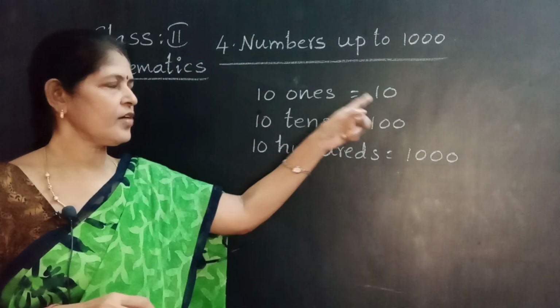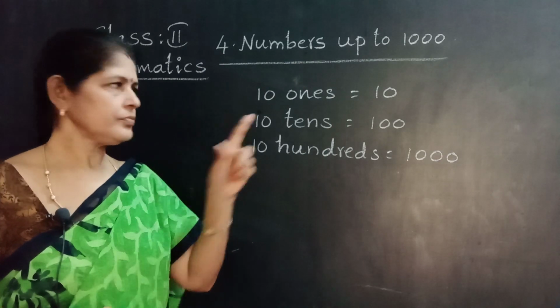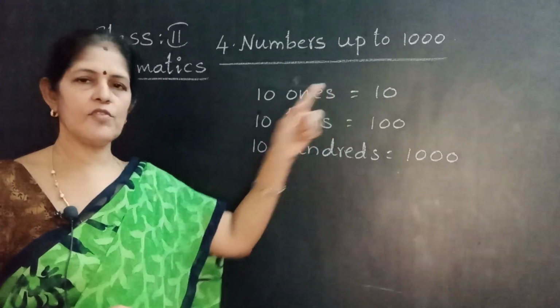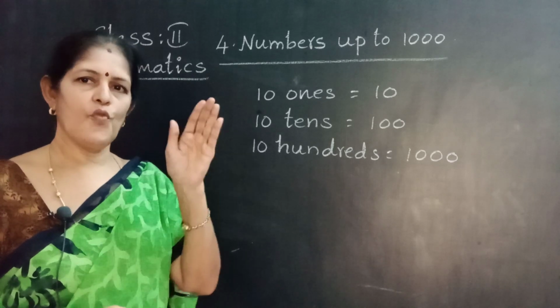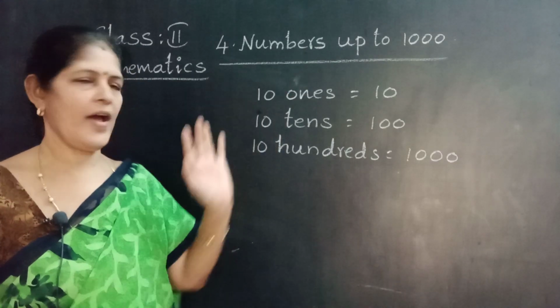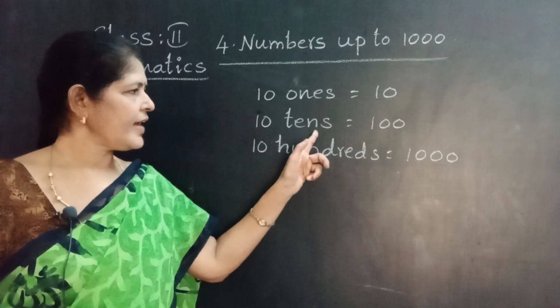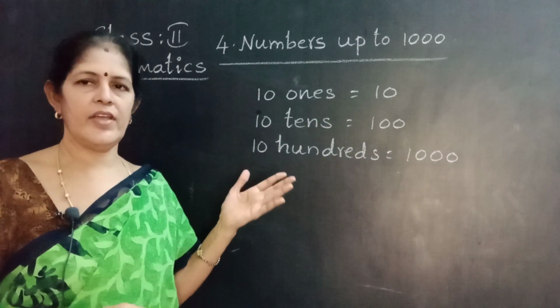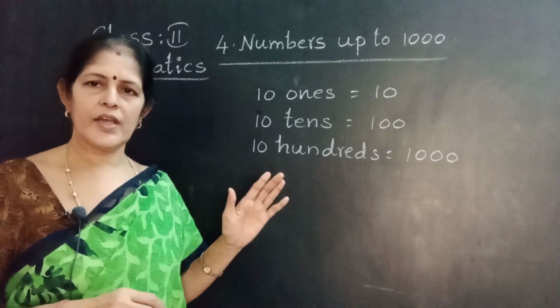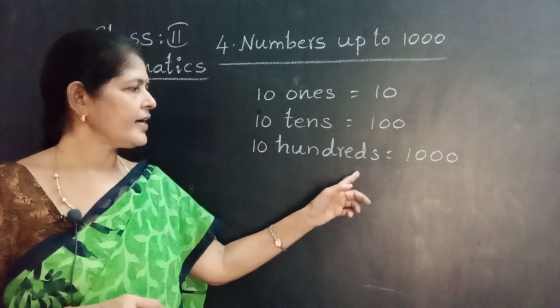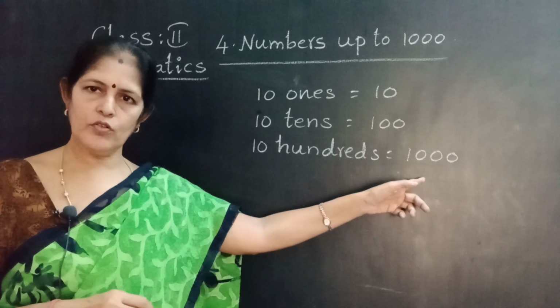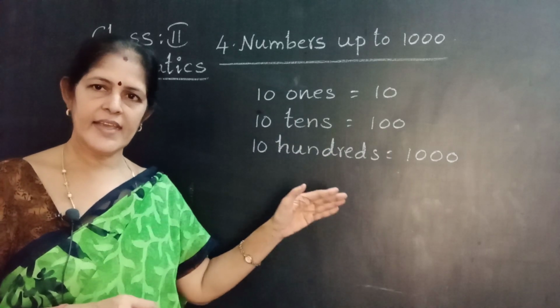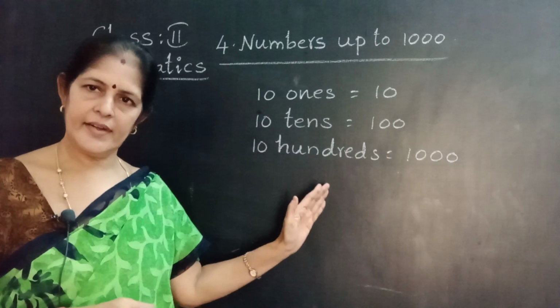10 ones equal to 10. 10 means 10 ones. 10 tens equal to 100. In 100 there are 10 tens. Okay? Next, 10 hundreds equal to 1000. 1000 equal to 10 hundreds.